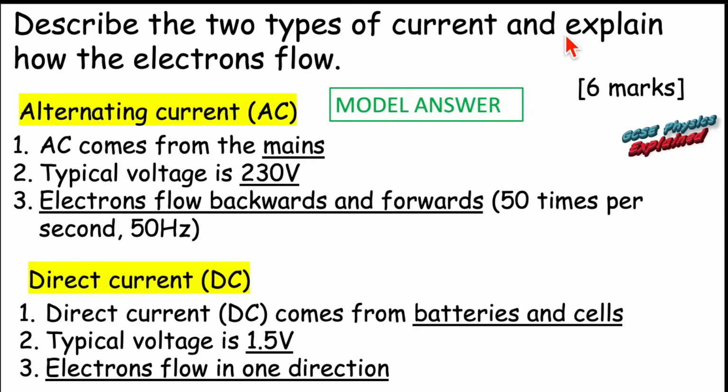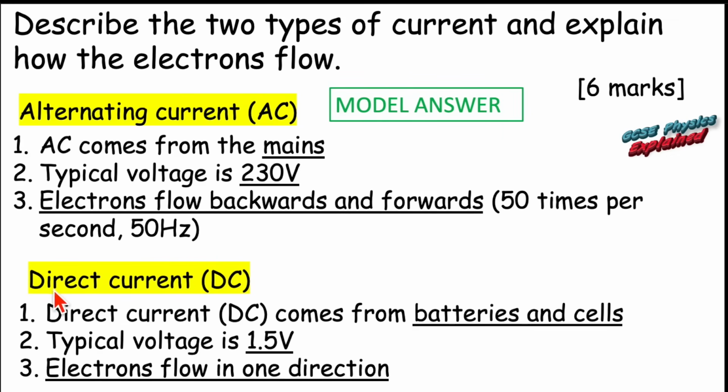Describe the two types of current and explain how the electrons flow. Right, one type of current is alternating current. The alternating current comes from the mains for 1 mark. The typical voltage is 230 volts. And for your 3rd mark, the electrons flow backwards and forwards 50 times per second if they ask. That's often a multiple choice question.